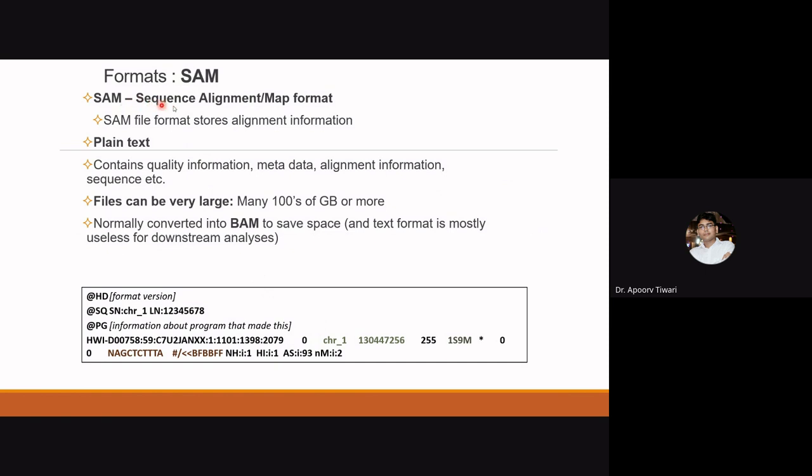It is known as sequence alignment or map format. The SAM file format stores alignment information. It is plain text, containing quality information, metadata, alignment information, sequences, etc. Files can be very large, up to 100 or 200 GB or more. Normally it is converted to BAM to save space, and this BAM file is also an alignment file. The SAM file contains the alignment information of a particular read to any genome or reference.